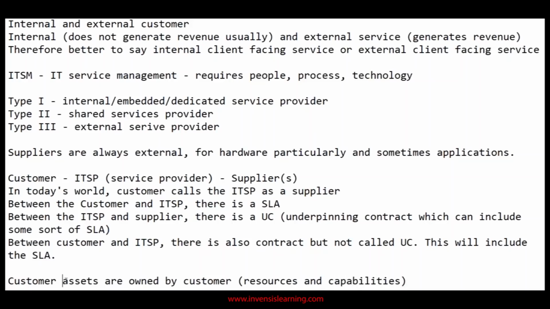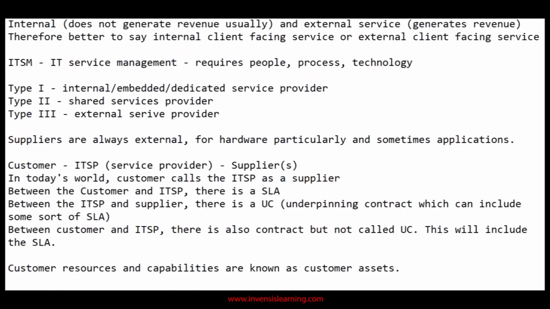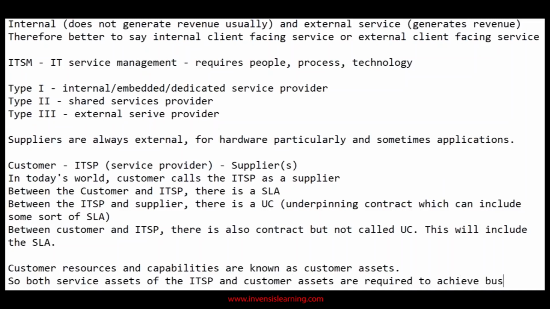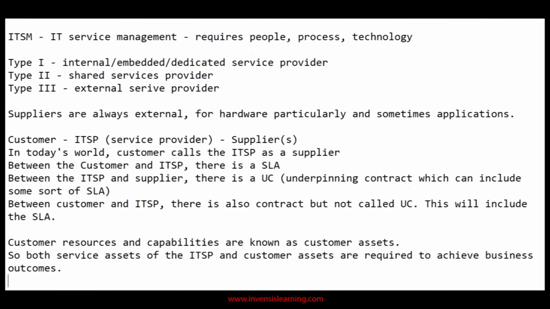No, rather I should rephrase this. Customer resources and capabilities are known as customer assets. So we have service assets on one hand and customer assets on the other hand. Both of them have resources and capabilities. So both service assets of the IT service provider and customer assets are required to achieve business outcomes. Finally, everything is about business outcomes.